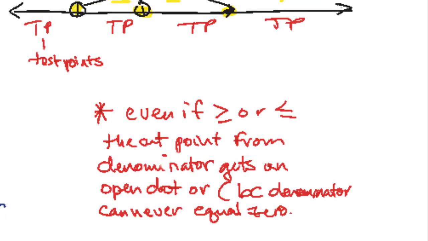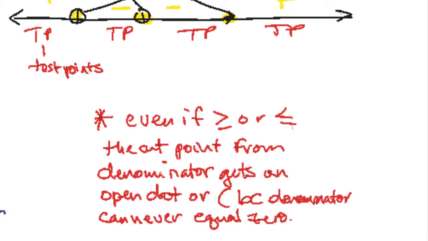Now, even if you have an equal sign, greater than or equal to, less than or equal to, the cut point from the denominator gets an open dot no matter what, because you can never equal 0 in the denominator. So it should always be a parentheses when we're dealing with a cut point in the denominator.